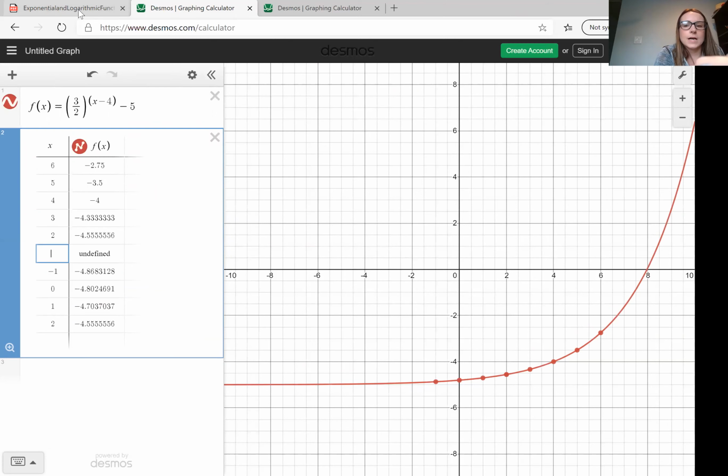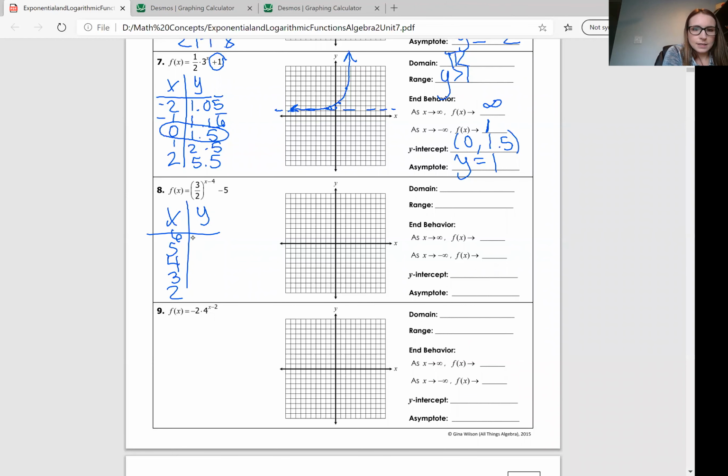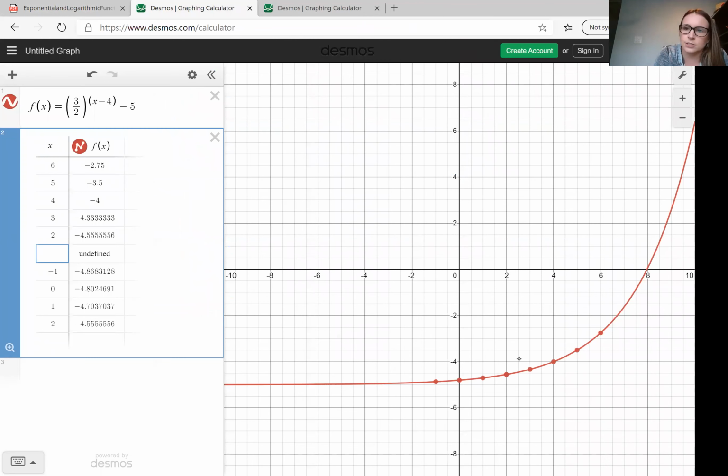So I'm going to go back. All right, and 6 is negative 2.75. 5 is negative 3.5. 4 is negative 4. 3 is negative 4.3 repeating. 2 is negative 4.5 repeating. Okay, so there's those values. Now, also, what I didn't say is you can always go back to Desmos and make sure that you graphed it correctly, because sometimes people make mistakes. Sometimes you may put a dot up here, then put one here and realize you did something wrong. So make sure that when you reference the calculator, it looks just like this.